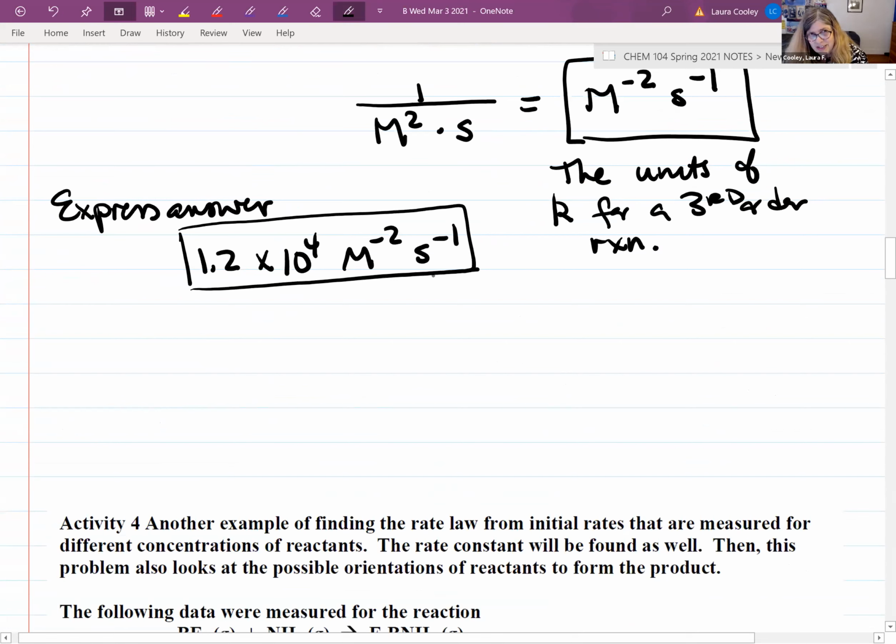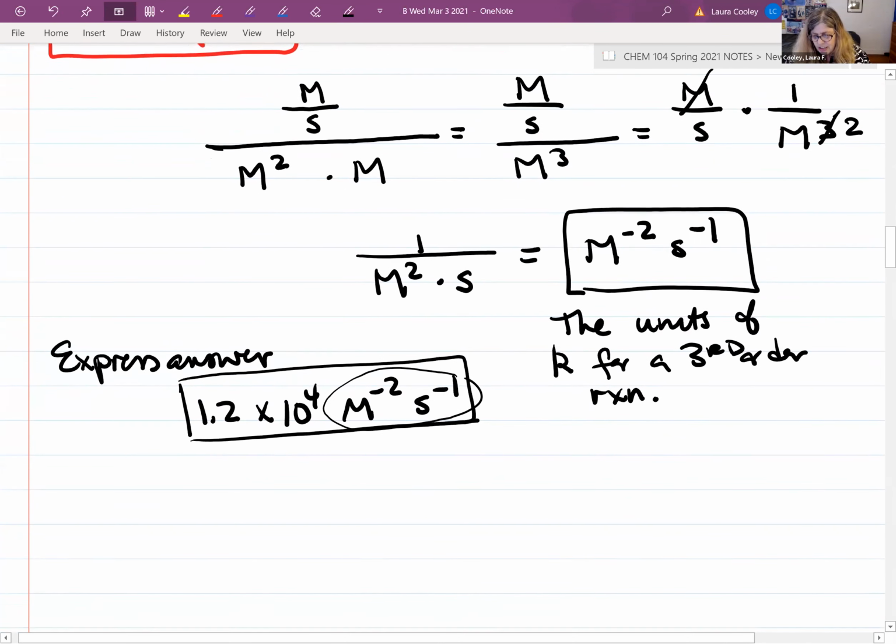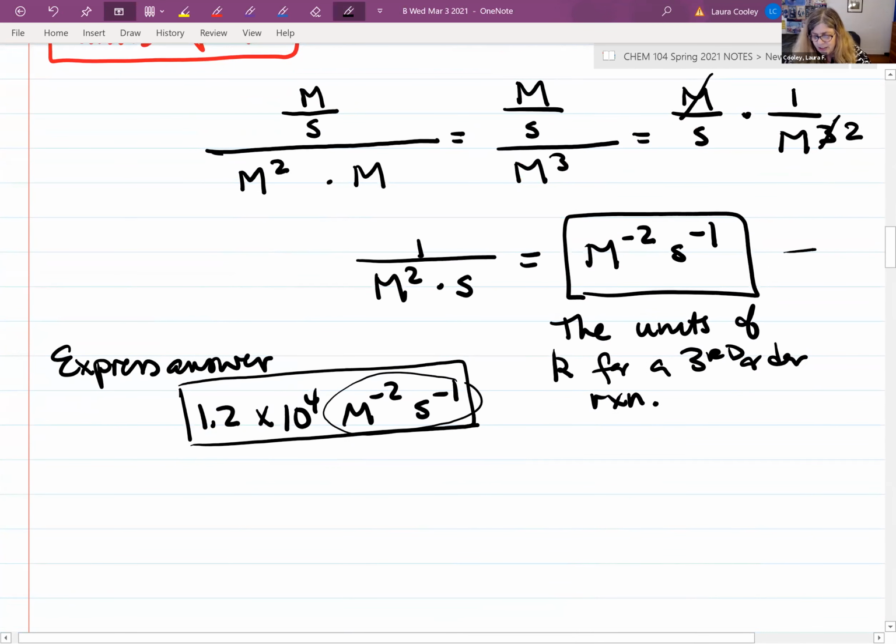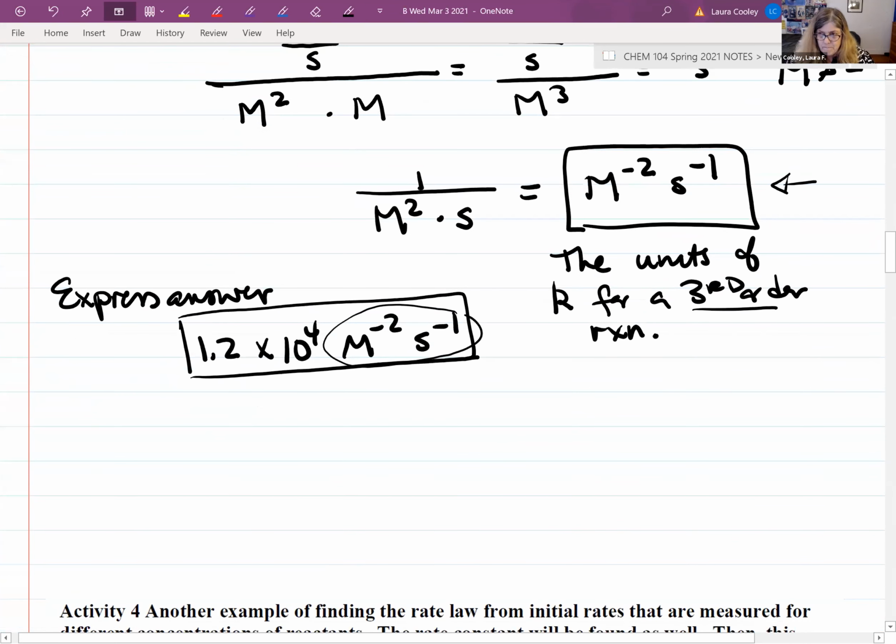Molar to the -2, seconds to the -1. So it's always going to be that same funny combination of units for a third order reaction. So you don't have to go through this derivation. You just need to remember or write down somewhere that these are the units for a third order reaction. Okay.